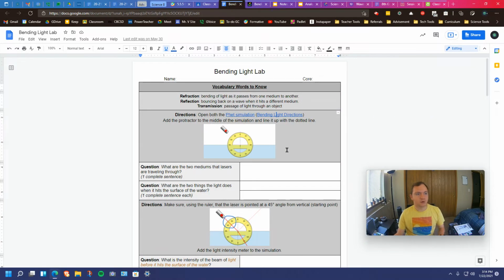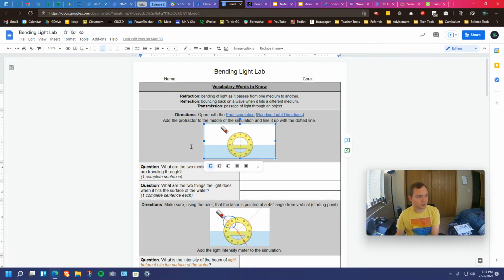You're going to be exploring again how light transmits, reflects, and refracts through different mediums in this assignment. These words are up here just in case you need to reference them, because you're going to be using them quite a bit. We already set it up here.